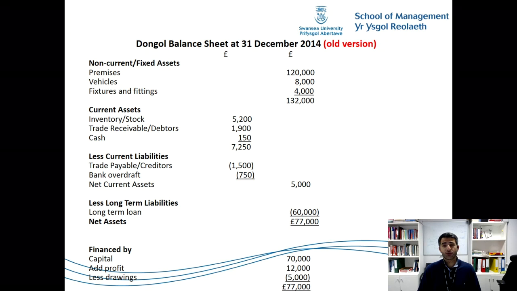Fixed assets are used by the business for more than 1 year, such as you see, premises, vehicles, fixtures, and fittings. Also, another type of assets is for less than 1 year, current assets. Current assets are such as inventory, stock, what the business has, trade receivables, or we call them debtors, we'll come to it in a bit, and we have cash in hand, cash or bank.